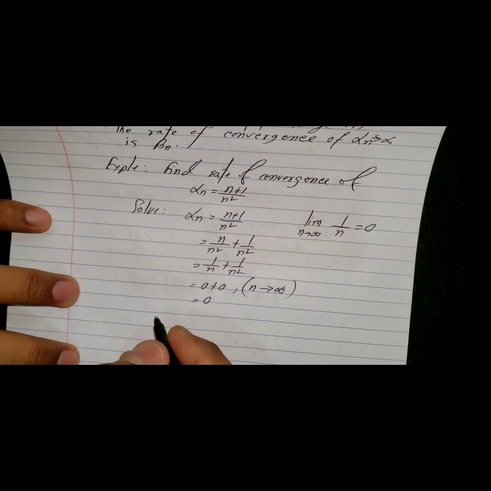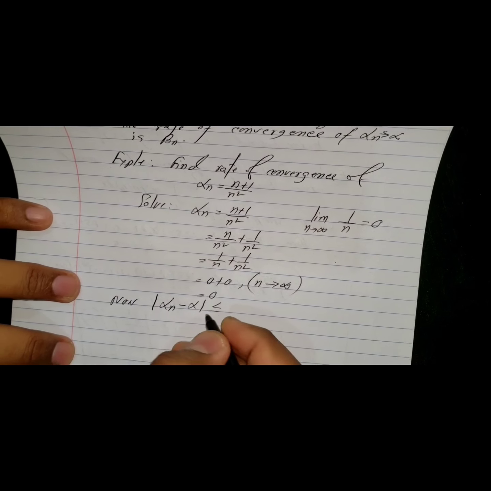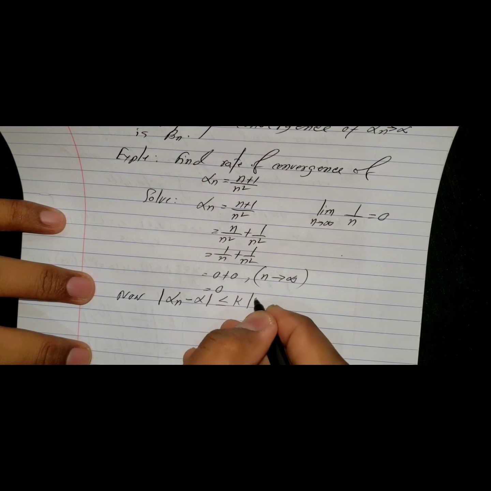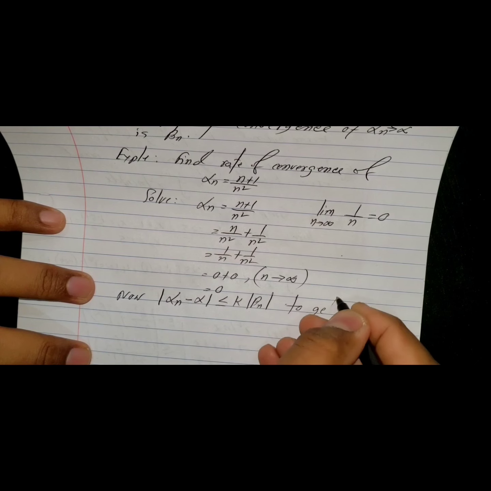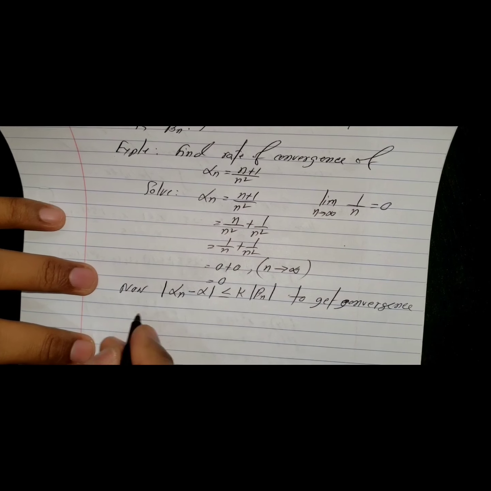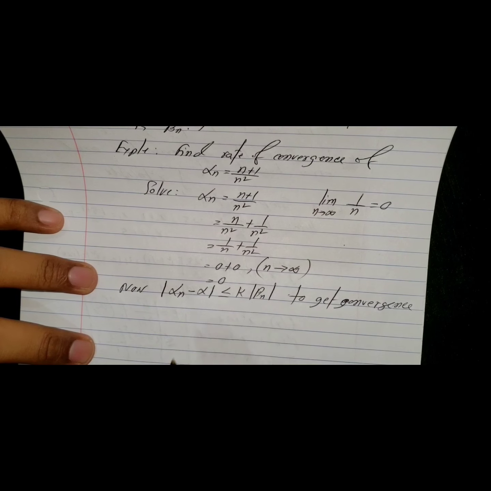Okay. Now we need to prove that alpha n minus alpha is less than beta n to get the convergence. So we need to find out the value of this beta n. That will be the value of the rate of convergence.